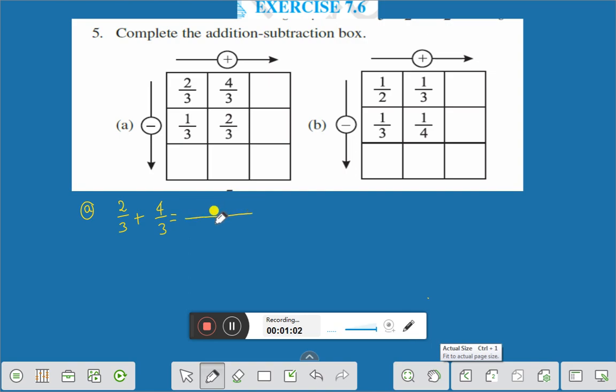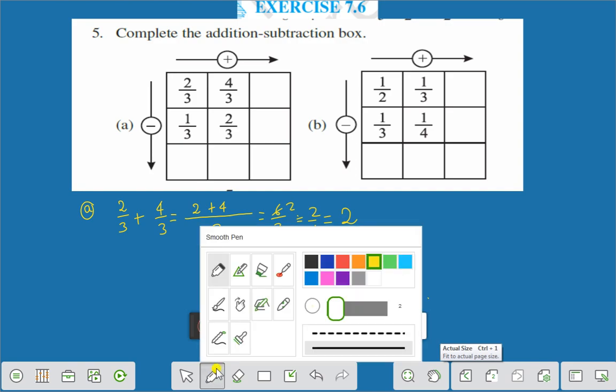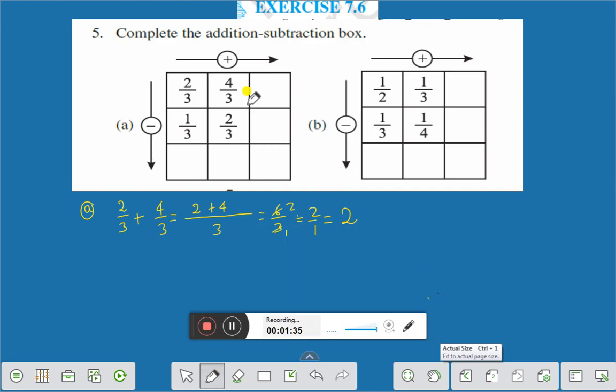3 is the LCM. If we write 2 plus 4, 2 plus 4 is equal to 6, so 6 by 3. If we divide by 3, 3 3s are 6. That is equal to 2 by 1, or you can say it as 2. The value of 2 by 3 plus 4 by 3 is 2. Therefore, we write the value here as 2.